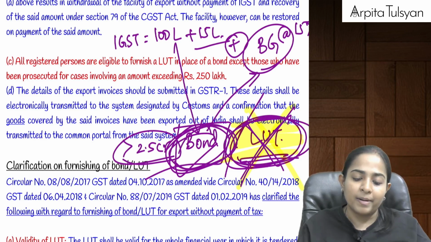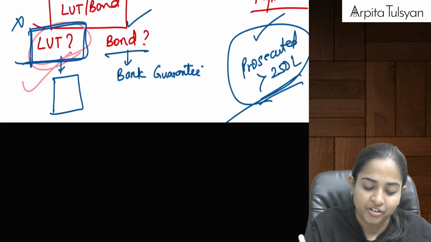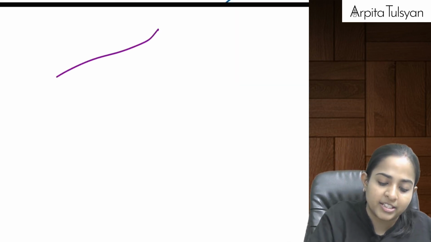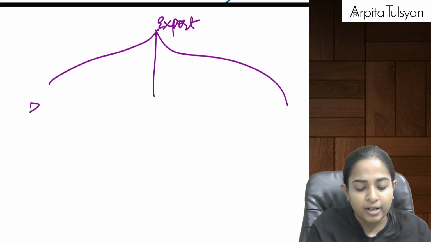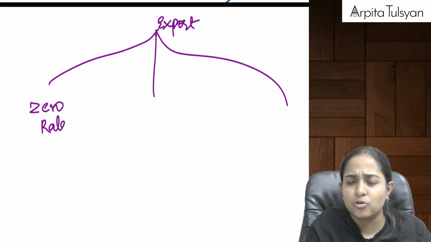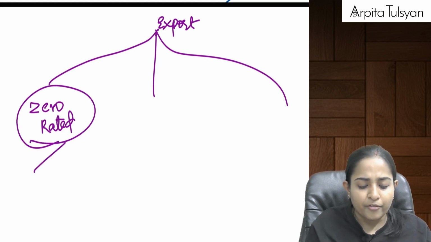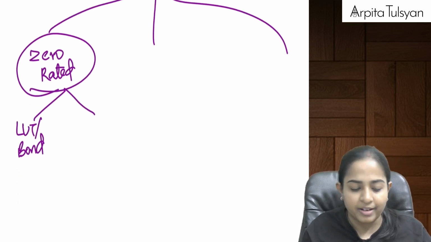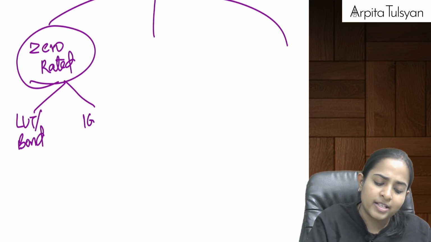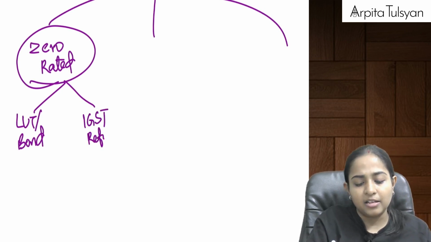Everyone here, just try to understand. In case of your export, I'll simplify it for you. In case of zero rated supply, that is normal exports, you have got two options. LUT or bond is an option which everyone tries to use. Otherwise you can pay the IGST and then take the refund.